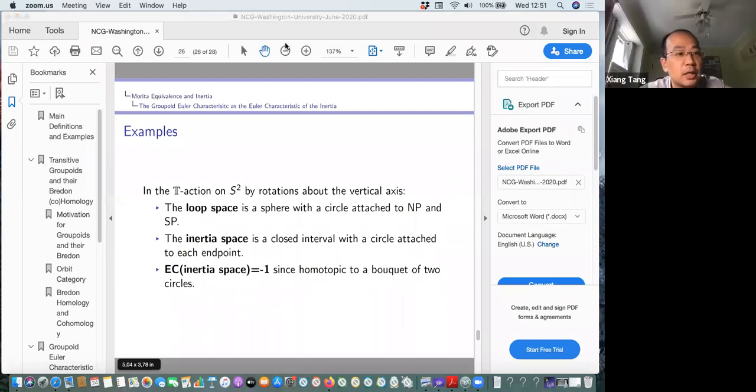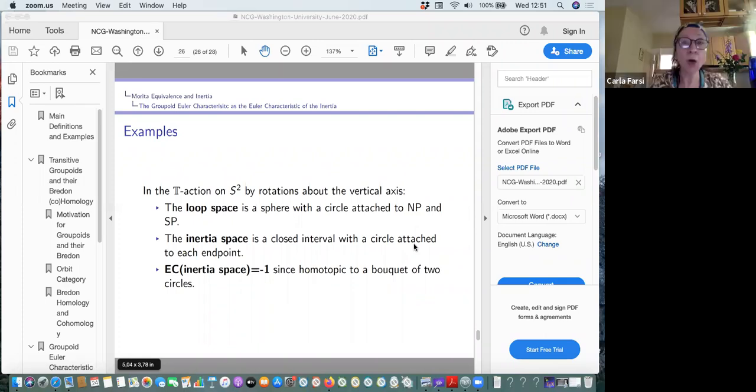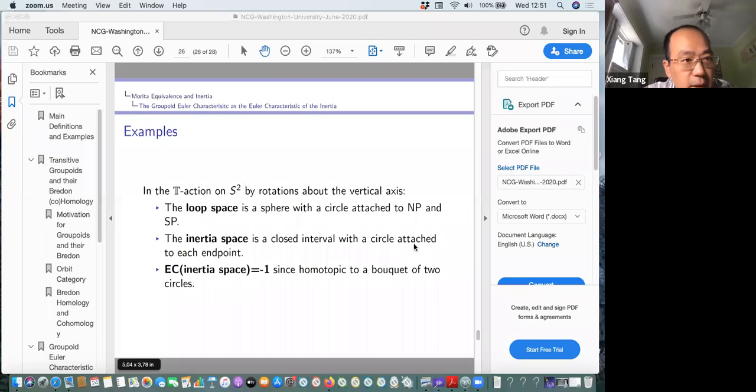So can I ask a question? Sure, please. So in your definition of the Euler characteristic, we do not need to assume the groupoid is co-compact, right? So no, we don't. We identified it with the classical Euler characteristic.